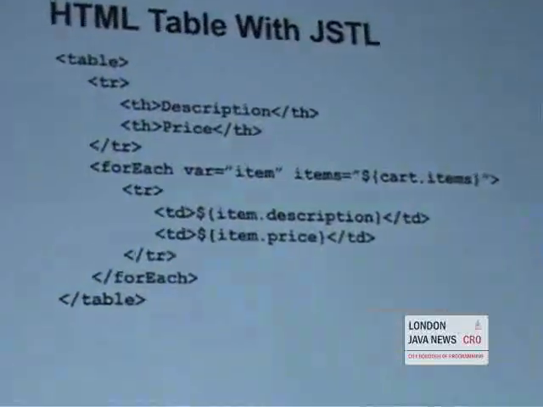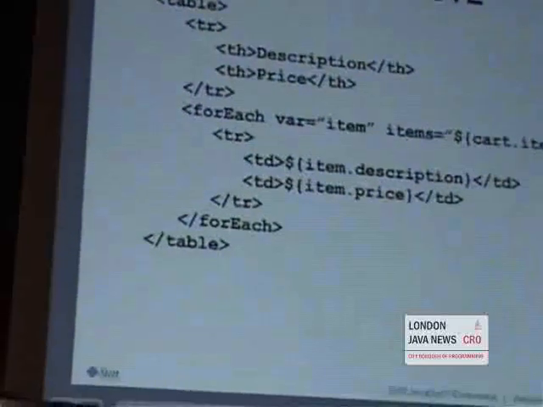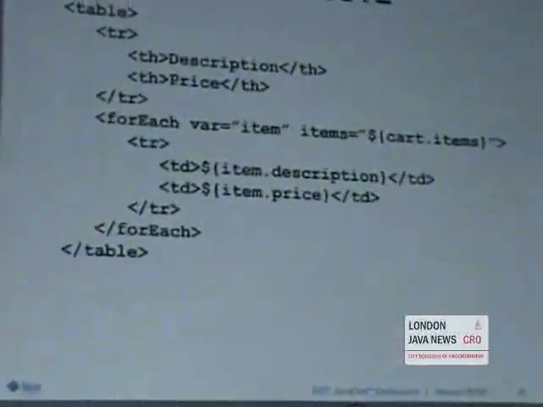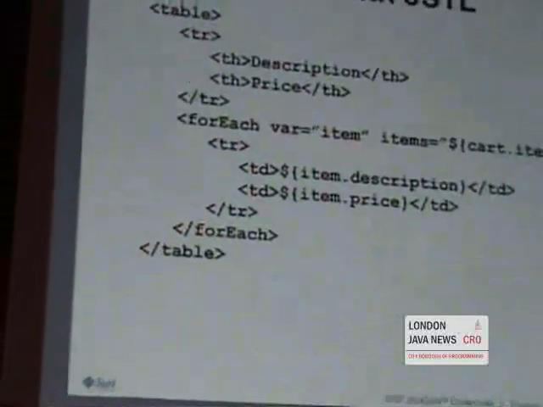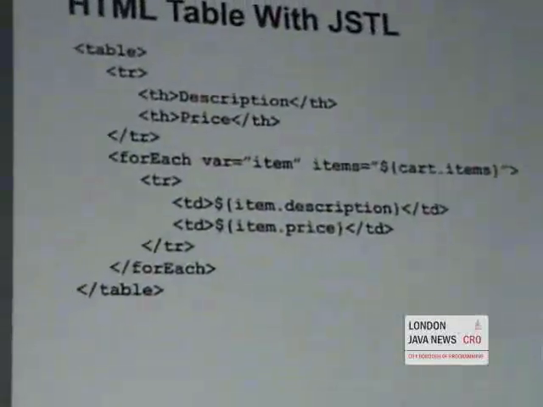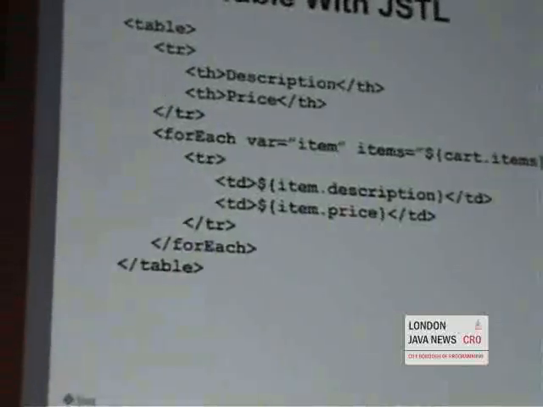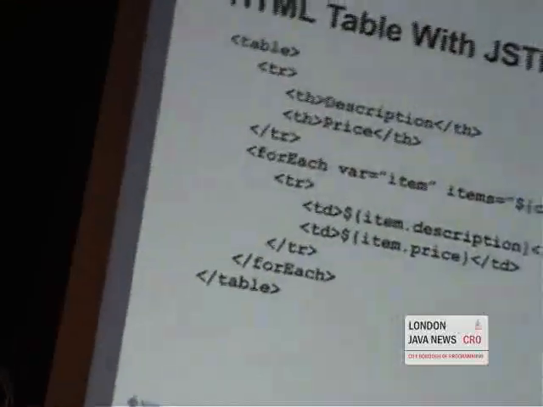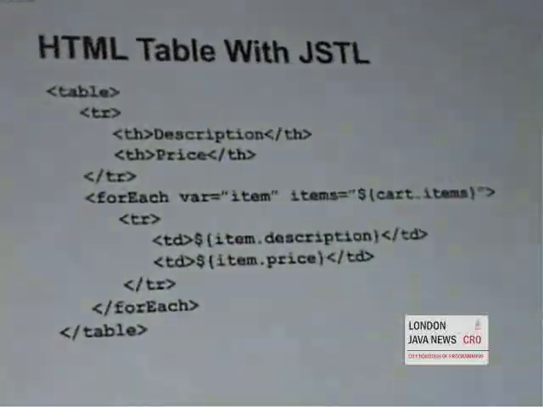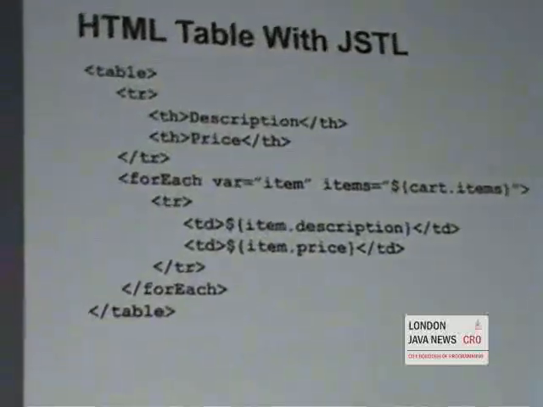But here I'm creating an HTML table, and it's a declarative expression of that table. So I declare a table, I declare a row for the header, I have a column header for the description, a column header for the price, and then I'm using a declarative iteration. So I'm saying for each item in my cart, and presumably the cart is some kind of Java bean with an items property, create a row with a column with the cell value of the description followed by another column with the cell value of the price.